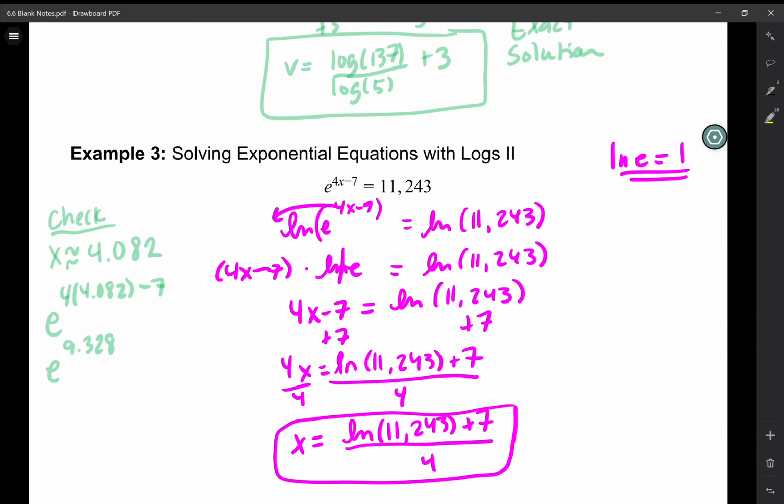E to the 9.328 is about 11,248.6. So close enough. That may seem more off to you because of the numbers, but you have to remember what a giant exponent that is. That's close enough. We could have taken a lot more decimals if we wanted to get closer.